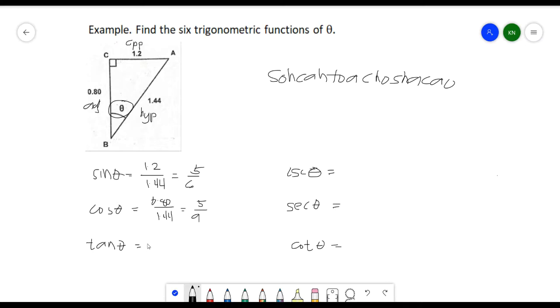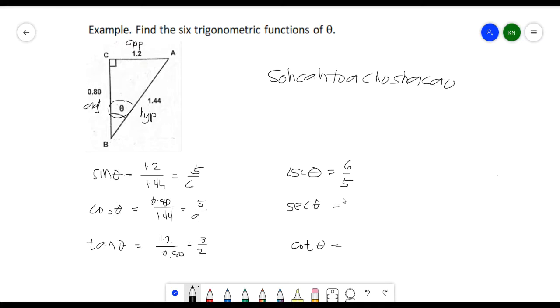And for this one, our tan theta is opposite over adjacent. So we have opposite over adjacent, which is 1.2 over 0.80. So we have 1.2 divided by 0.80, that is equivalent to 3 halves. And for the cosecant theta, we have hypotenuse over opposite, the reciprocal of our sine theta. So basically that's just equivalent to 6 over 5.